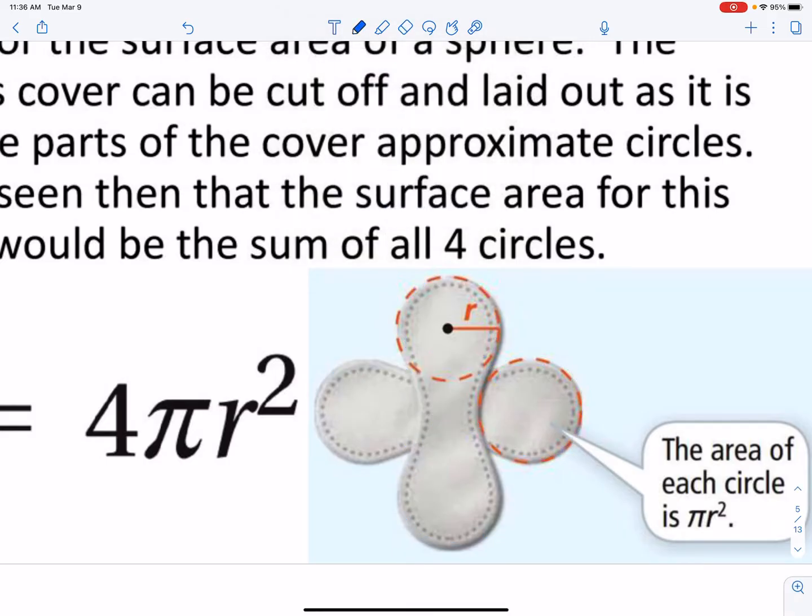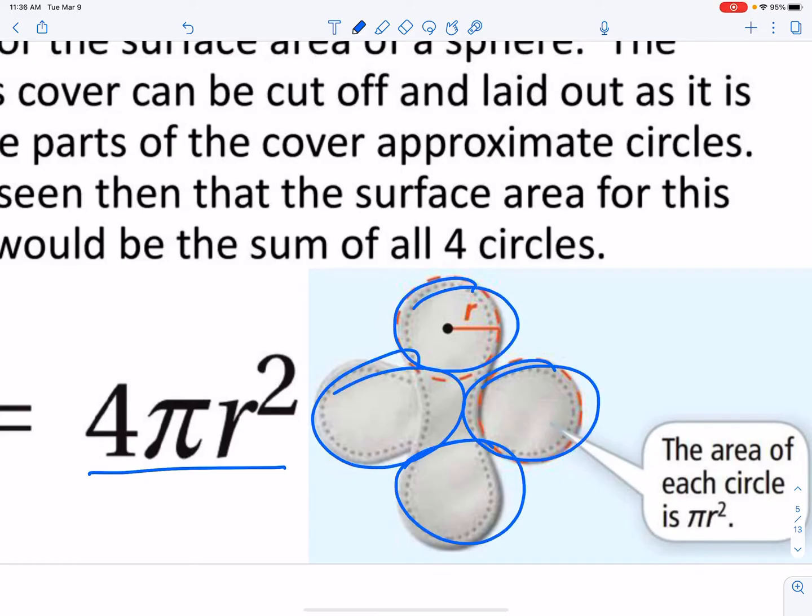Right? So really, in order to do the surface area of a sphere, we have a formula of 4 pi r squared, because we've got this circle, this circle, this circle, and this circle, which would actually represent the surface area of that sphere. Okay? So that's how we would actually do that.